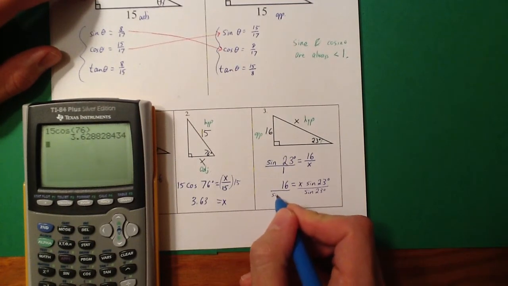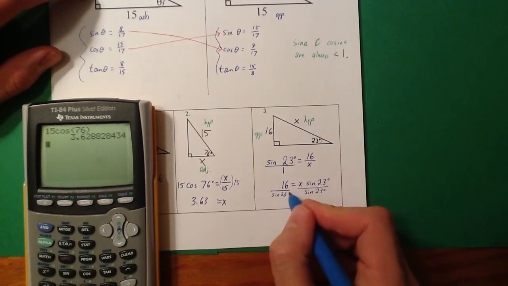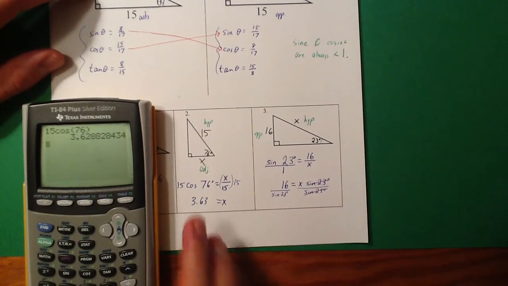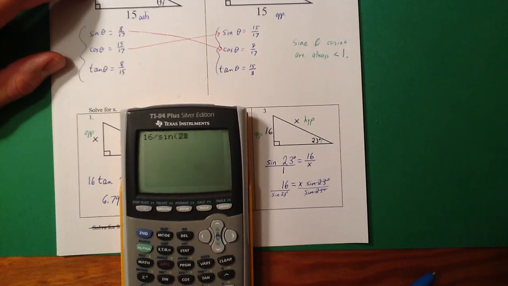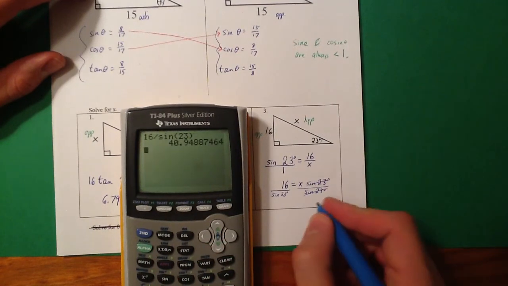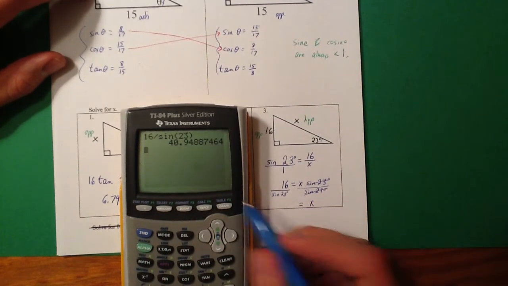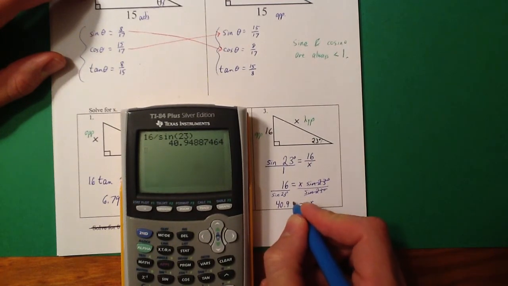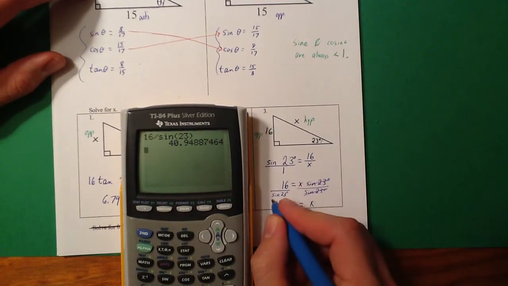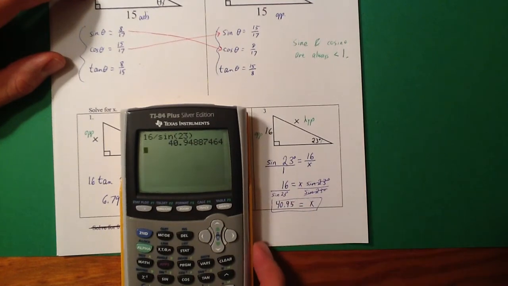So divided by sine 23, and we're going to cross those out. We divide them out. 16 divided by the sine of 23. Let's close those parentheses just for good luck. x equals, I'm a two decimal place sort of guy, so 40.95. There we go. And that is the front side of your notes.